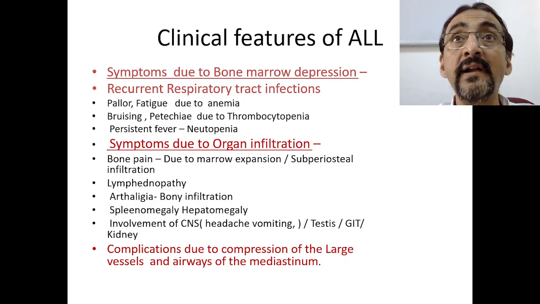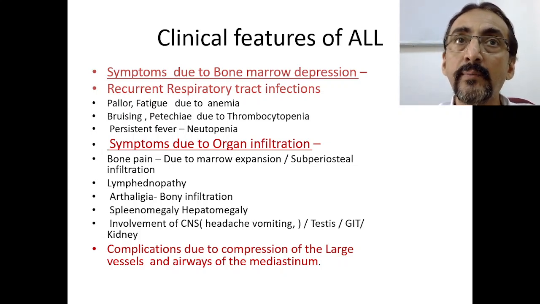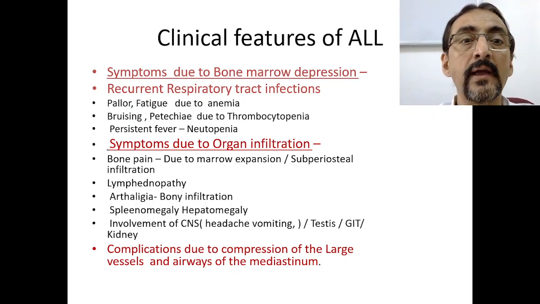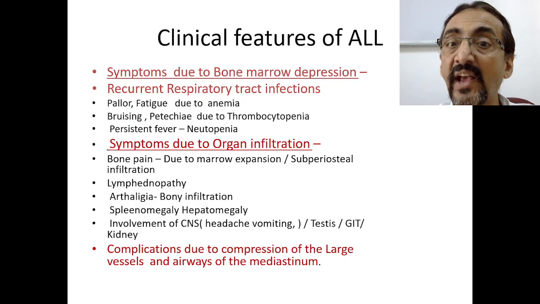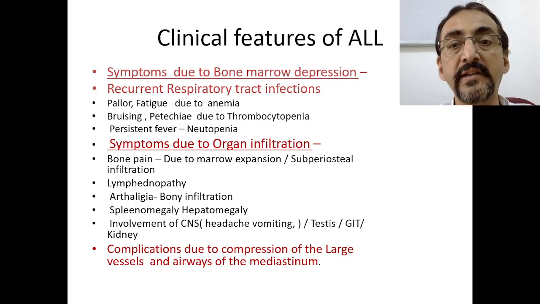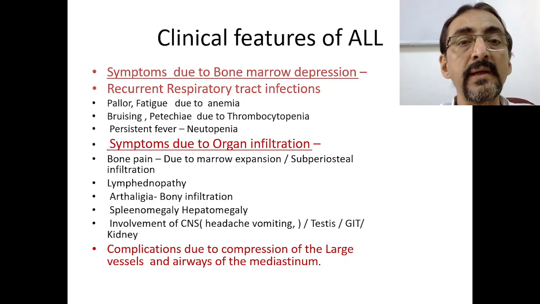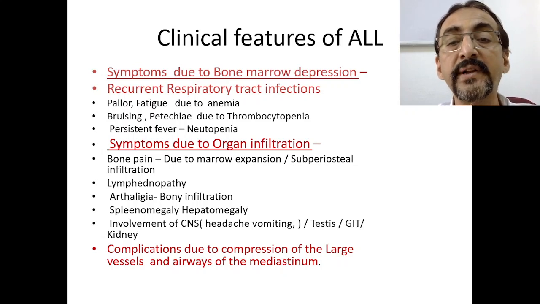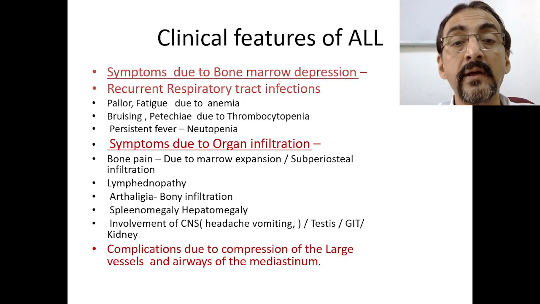Symptoms due to organ infiltration. Now these blast cells are produced in excess amount, they spread from there to other sites and start infiltration. They come and occupy other places. That leads to bone pain due to bone marrow expansion and subperiosteal infiltration, lymphadenopathy, arthralgia because of bony infiltration, splenomegaly and hepatomegaly, and involvement of the CNS with headache, vomiting, etc. Even the testes may be affected, the GIT may be affected, the kidney may be affected. These blast cells are coming and settling there. Now complications due to compression of the large vessels and airways of the mediastinum.